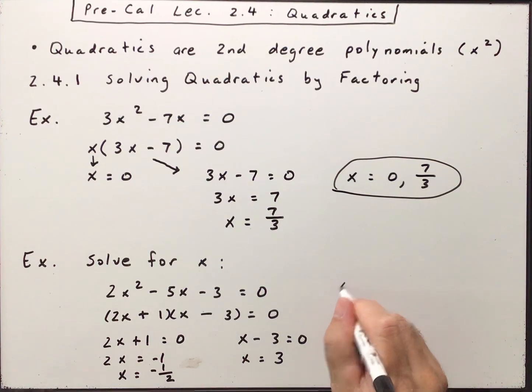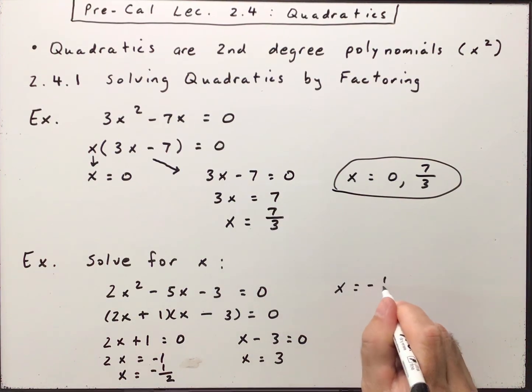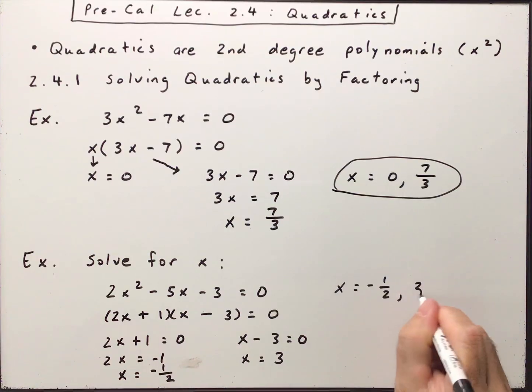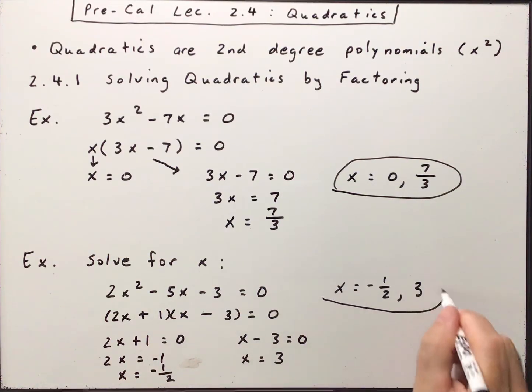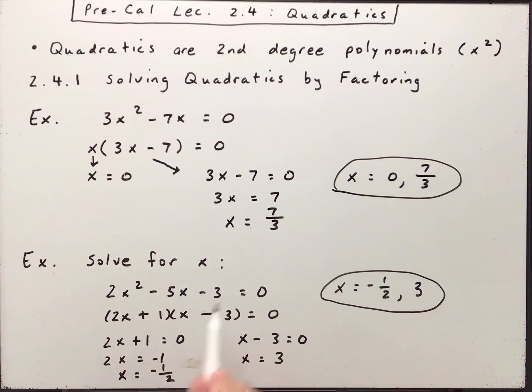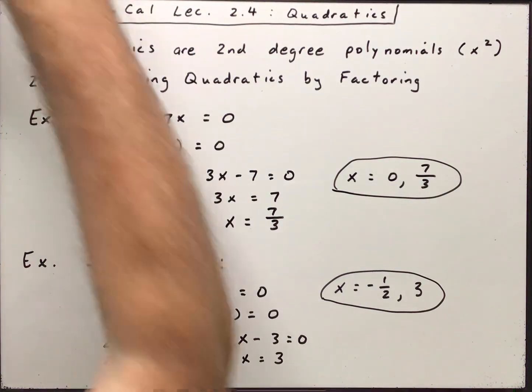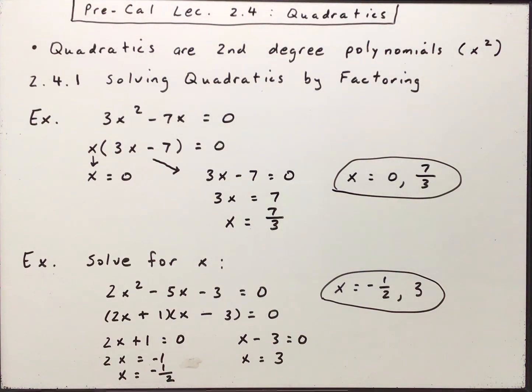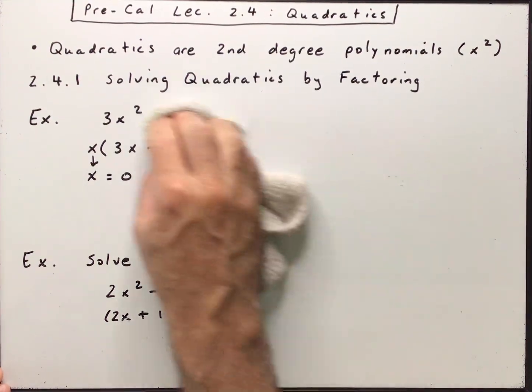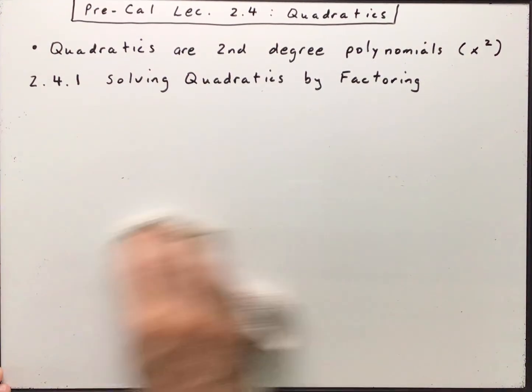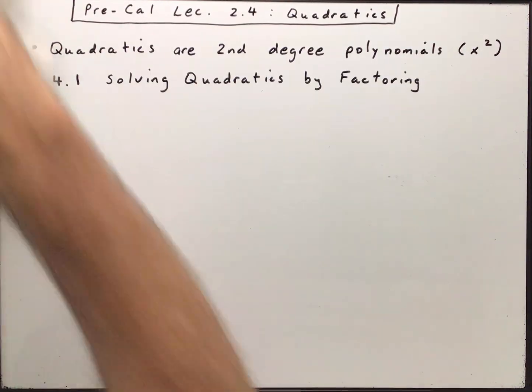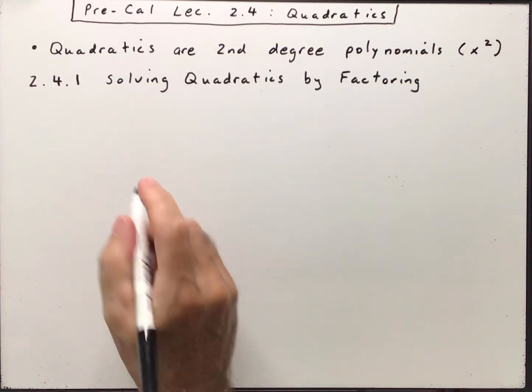So we have two solutions. x is equal to negative 1/2 and 3. And you could test that by plugging back into the original and see if it works. And I would suggest on a test that you do that if you have time. All right, let's do another one.